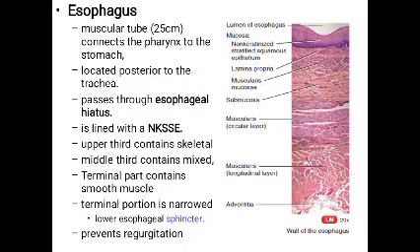Esophagus, a muscular tube, 25 cm, connects the pharynx to the stomach, located posterior to the trachea, passes through the esophageal hiatus, and is lined with a nonkeratinized stratified squamous epithelium. Upper third contains skeletal muscle. Middle third contains mixed. Terminal part contains smooth muscle. Terminal portion is narrowed. Lower esophageal sphincter prevents regurgitation.